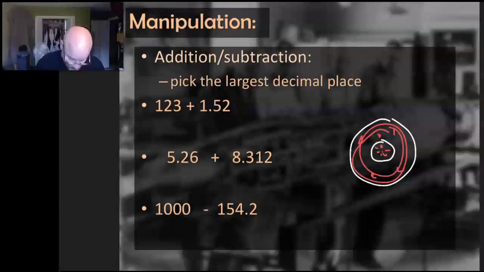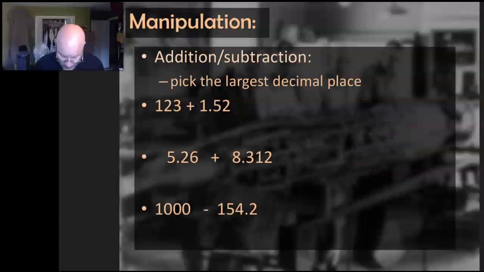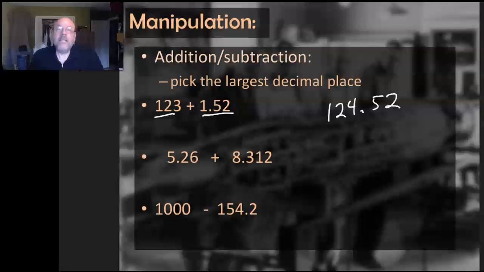So let's take a look here at some numbers. I've got 123 and 1.52. Now let's just blindly add them together, and that's going to get us 124.52. But now let's put some units on there. Let's suppose that these are both meters. I've got two different length measurements. So I have 123 meters and I have 1.52 meters.